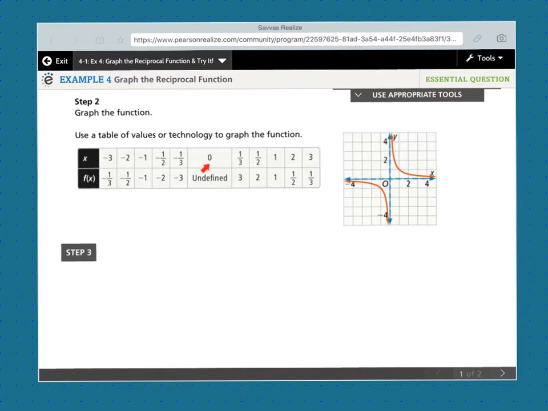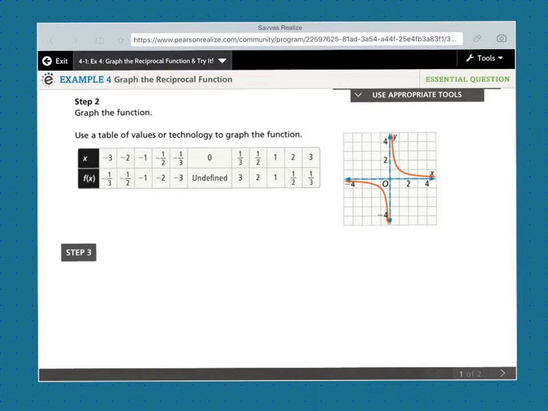We start with 0, and 0 is undefined, and from there on, you just pick some easy numbers to see how it shapes up. So you create these values, do these things, and then that's how you come up with these red two curves. That's your function, the reciprocal function of y equals 1 over x.